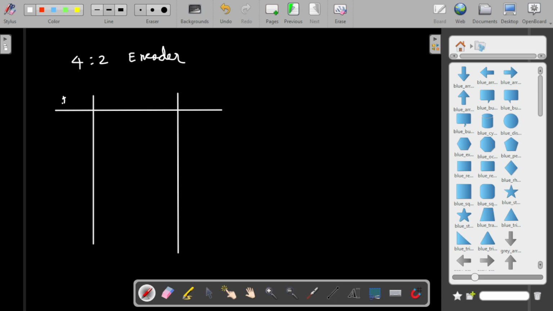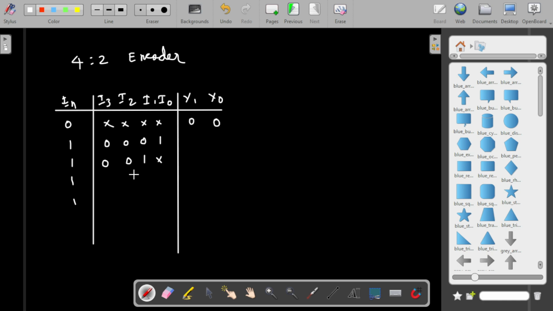So this is enable, and this is I3, I2, I1, and I0. This is Y1 and this is Y0, right? So when enable is 0, the inputs are considered don't care, XXXX, and the outputs are 0, 0. When enable is 1, the rows are 0, 0, 0, 1, 0, 0, 1 X, 0, 1 XX, 1 XXX.